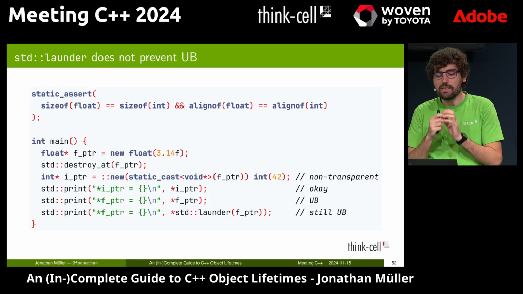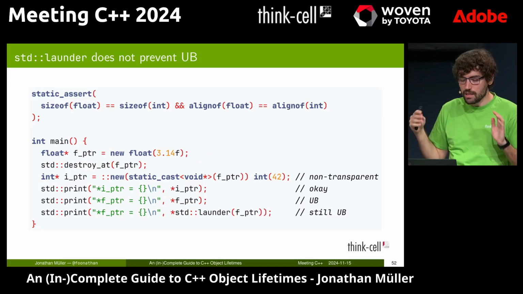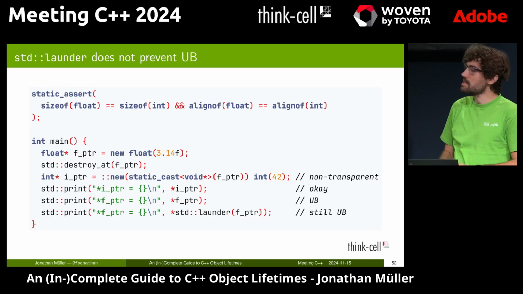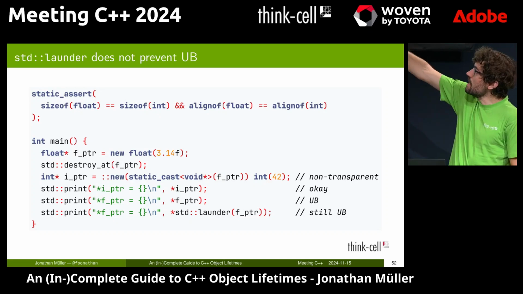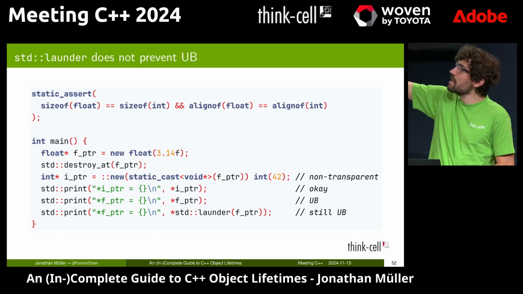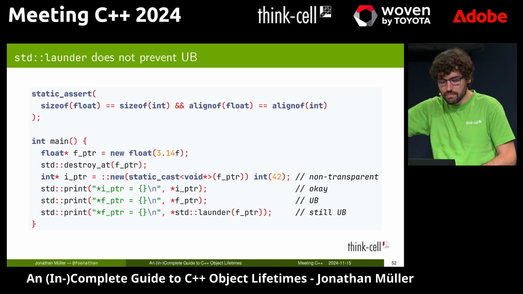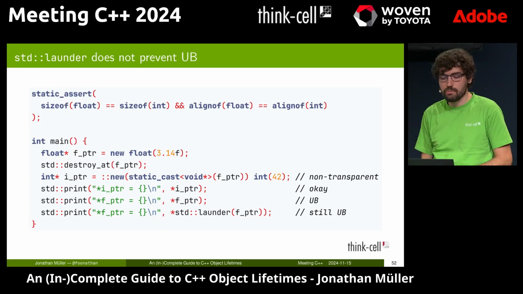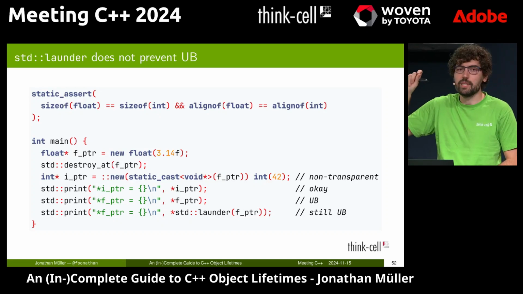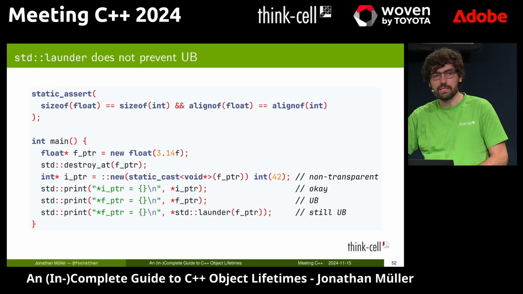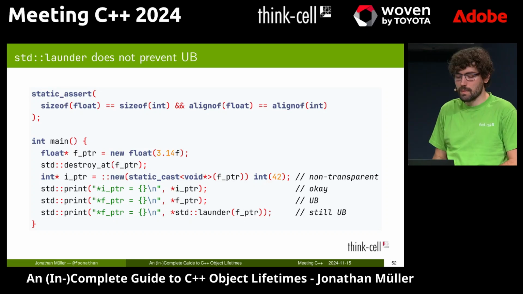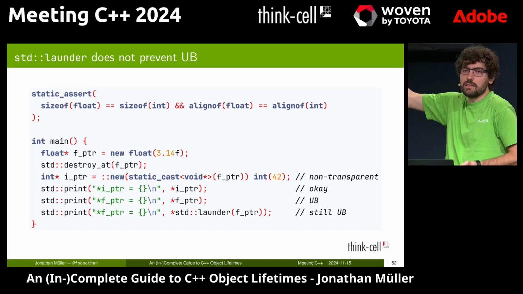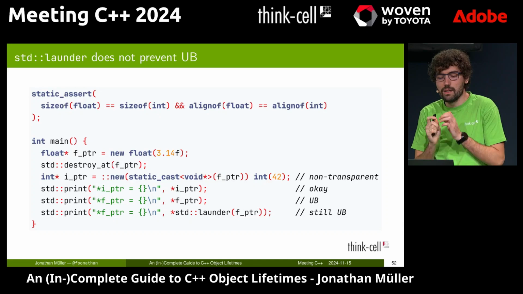Note that launder isn't some magic get out of jail free card. It does not prevent undefined behavior. So assuming floats and ints are the same size and alignment, then the third line is OK, where we non-transparently replace our float object with a different int. We can then access the int pointer, because we just have an int, all is good. We cannot access the float pointer, because we don't have a float, and we did a non-transparent replacement. So we cannot write star f pointer. And even if we launder, laundering doesn't help us, right? Because we still don't have a float. It's an int, not a float, so this is still undefined behavior. Launder doesn't help you there.